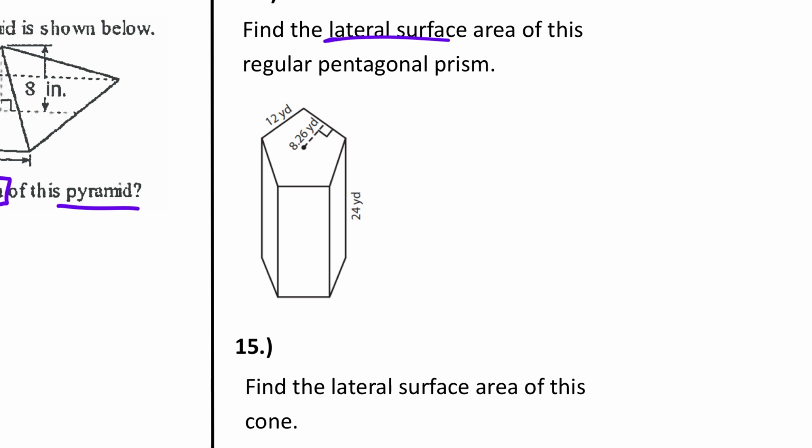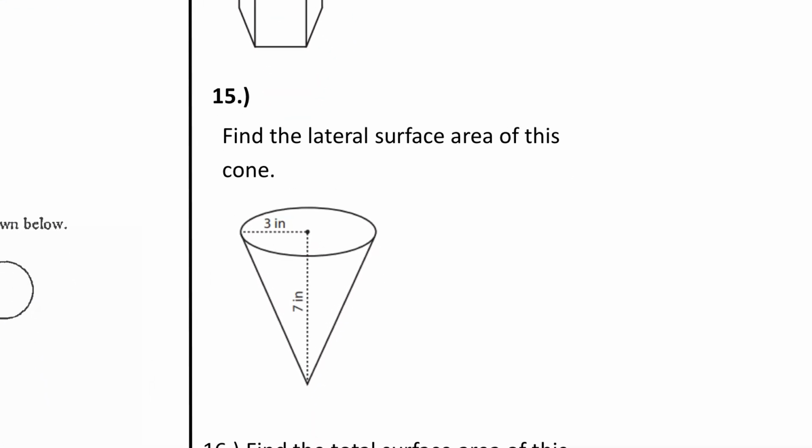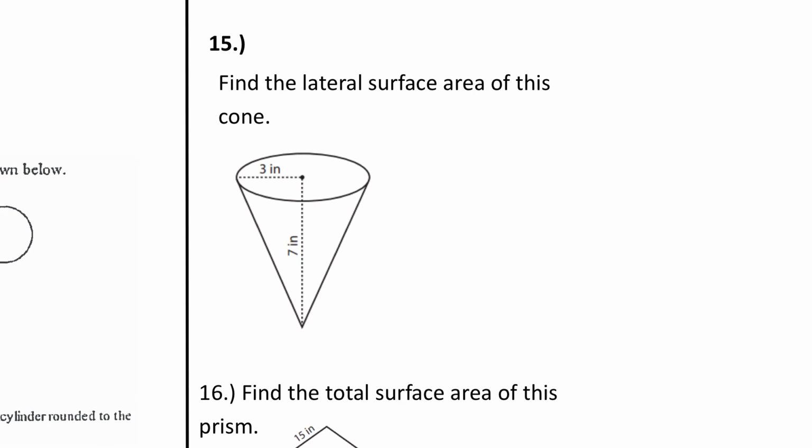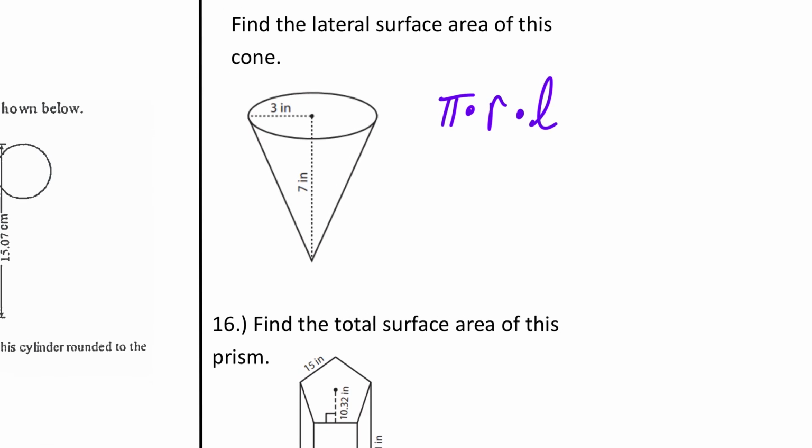How do you find the lateral surface area of a prism? P times H. Next one, lateral surface area of a cone. How do you find the lateral surface area of a cone? Pi times R times L. And on this one, you're going to have to find that slant height again. They're also using Pythagorean theorem.